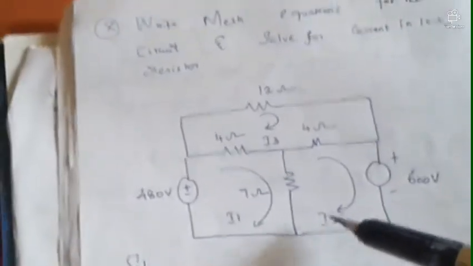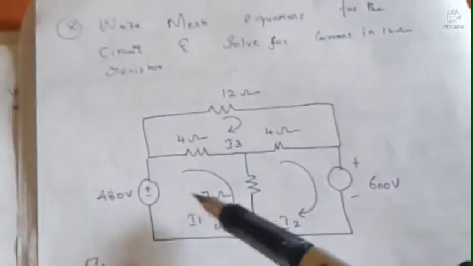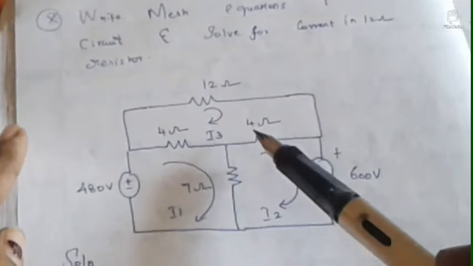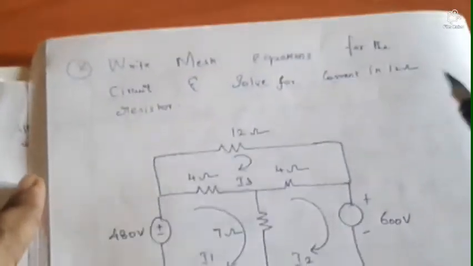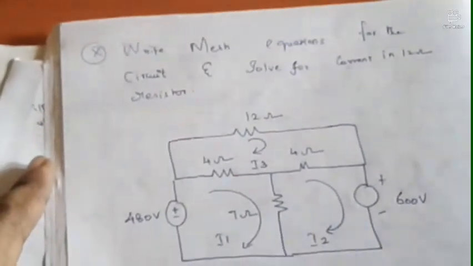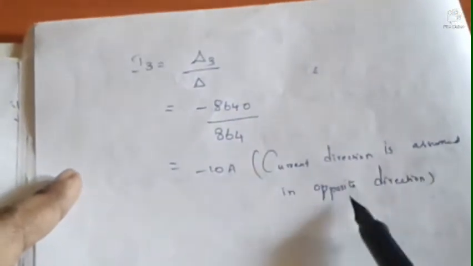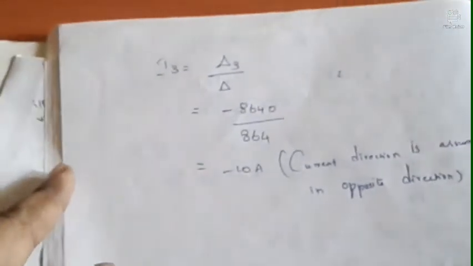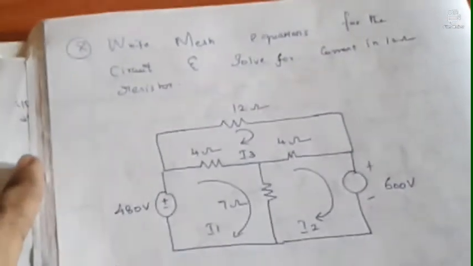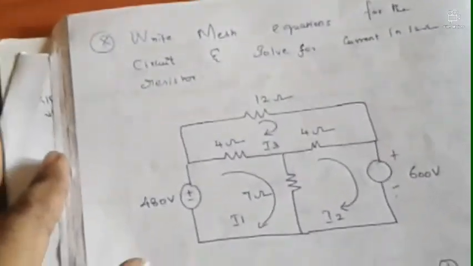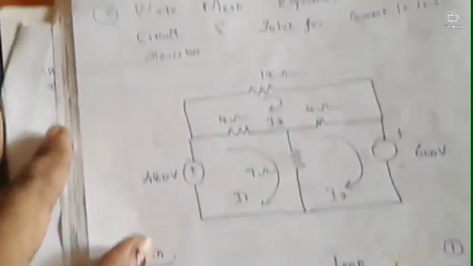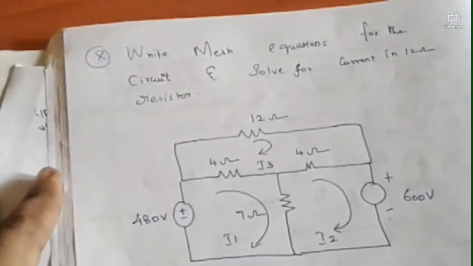If no loop currents are given in the loops, you can assume the current as clockwise. So we assumed the current as clockwise in loop 3. The answer we get is minus 10 amperes. The minus sign represents that the current direction is opposite. This is the way to get the solution using the mesh analysis or loop analysis method. It is a very simple analysis method, and you can solve many more problems like this. Thank you.